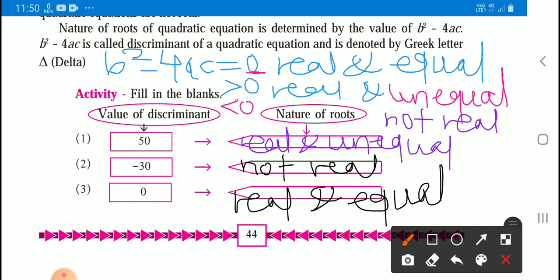Okay. Do you understand this? One more time I will repeat. If b square minus 4ac, means delta or the discriminant, is equal to 0, then the roots of the equation are real and equal. If it is greater than 0, then it is real and unequal, and if it is less than 0, then the roots are not real. Okay, by using this information you have to solve the questions from your book.